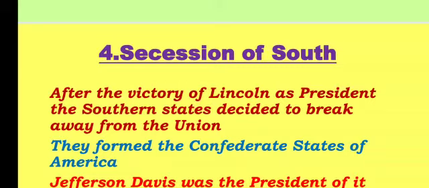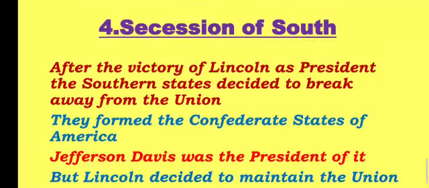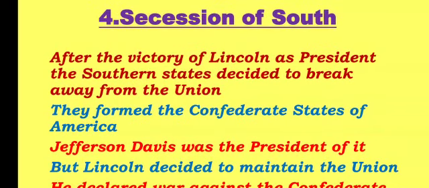The United States of America became a new government, a new country, at the time of freedom from the British. All the states together formed the United States. That is why it is given the name USA, United States of America. And the southern states decided to break away from this union.